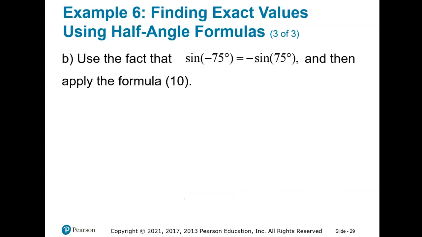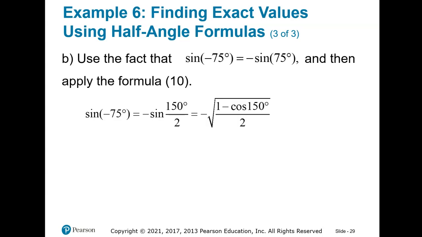All right, and now we're going to apply our half angle formula. So it's the opposite of the sine of 150 over 2. So we, again, plug in our value here. Again, why is this negative?